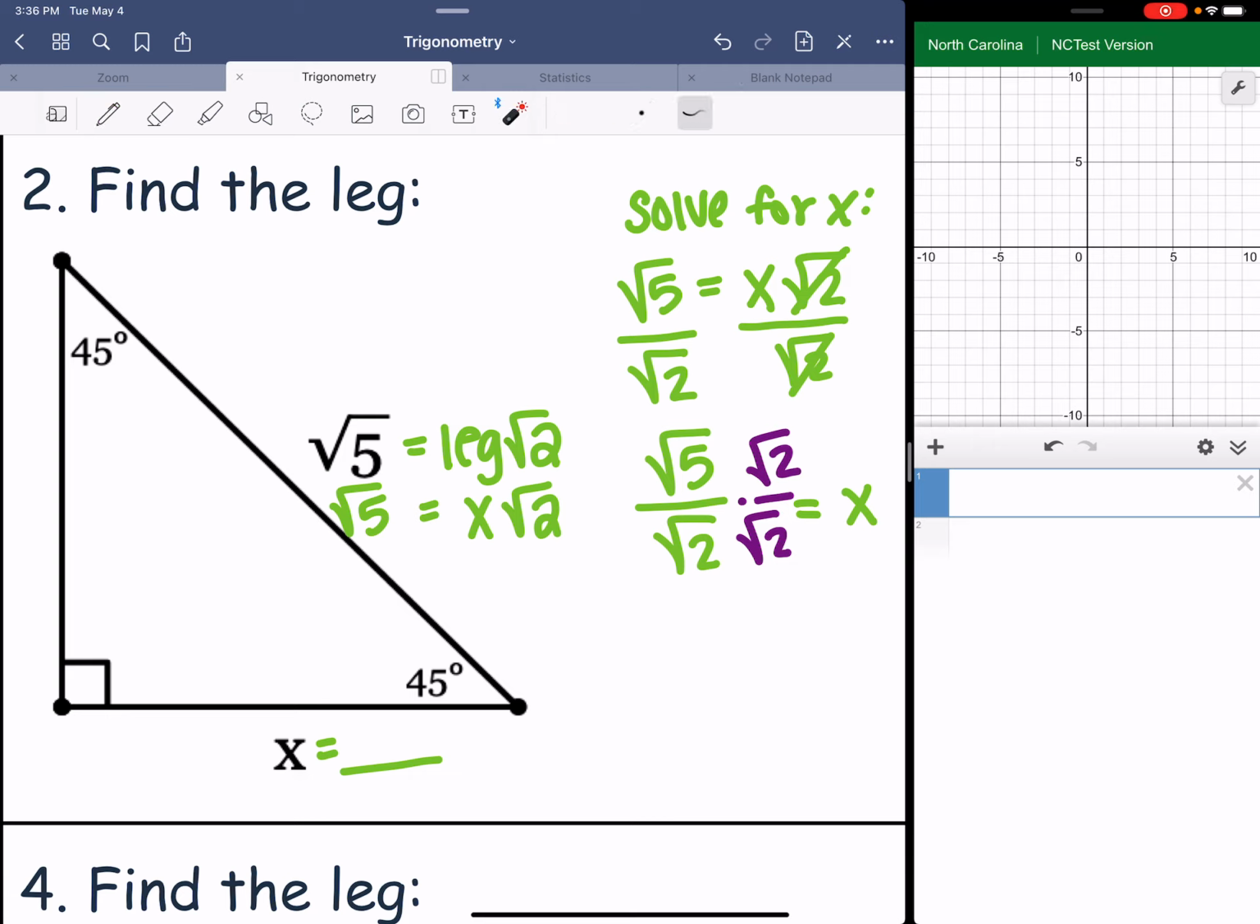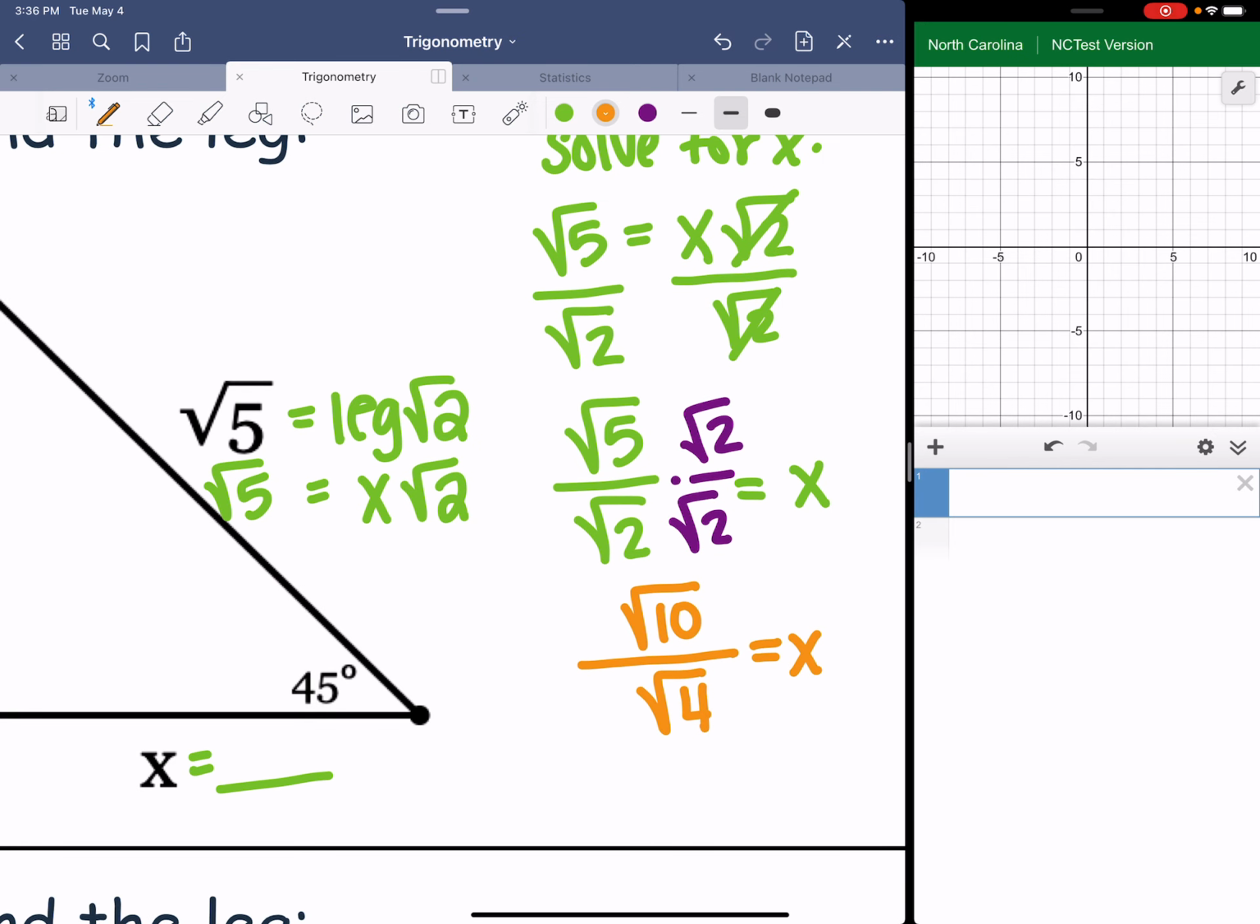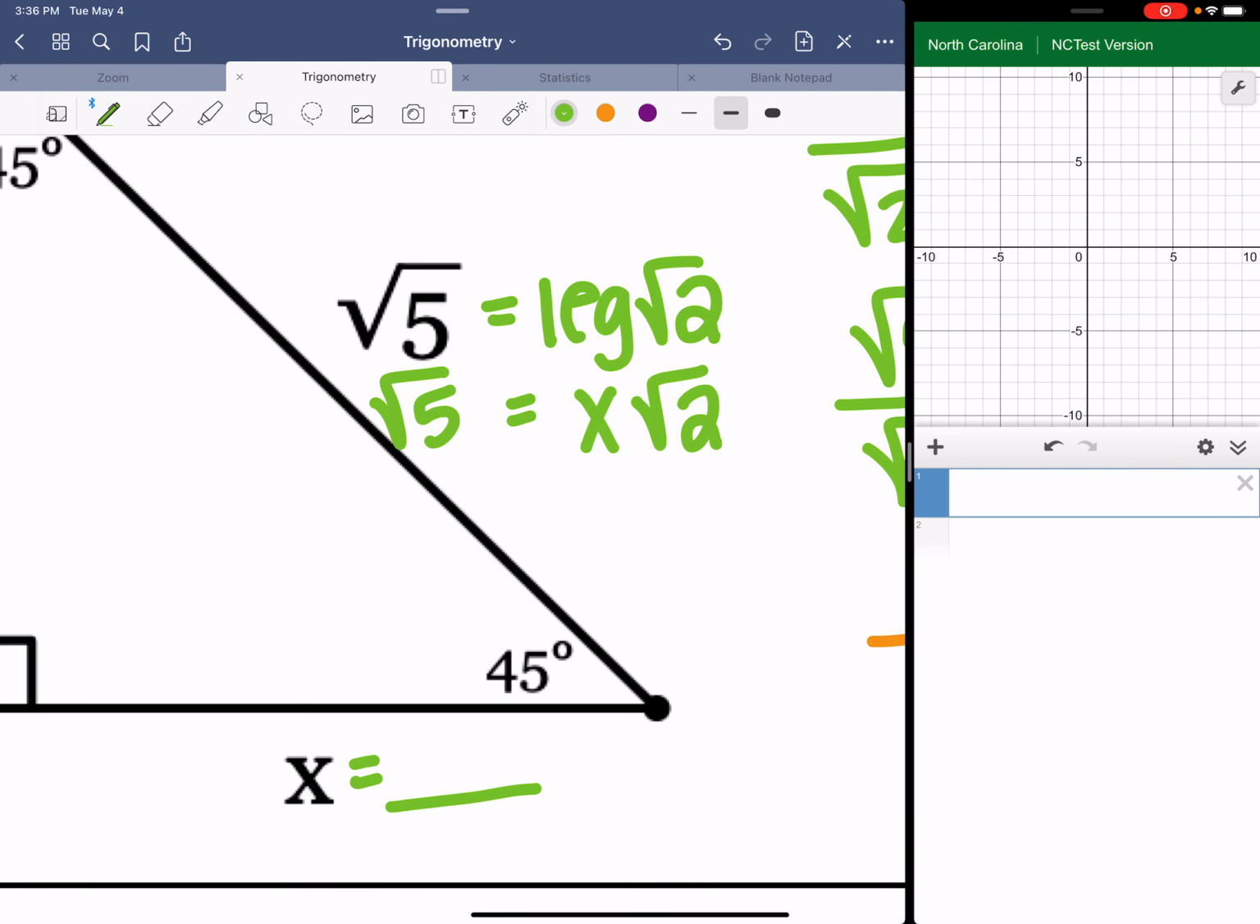Now when we do that, we're going to multiply straight across. So we're going to do square root 5 times square root 2. And when we do that, that's going to give us the square root of 10 over the square root of 4. Now we can simplify a little bit more. The square root of 10 can't be broken up because the only factors are 5 times 2 and 10 times 1, and none of those are perfect squares. However, we can simplify the square root of 4 to be 2. So we're going to have the square root of 10 over 2 equals x. So that is our leg length. It's the square root of 10 over 2.